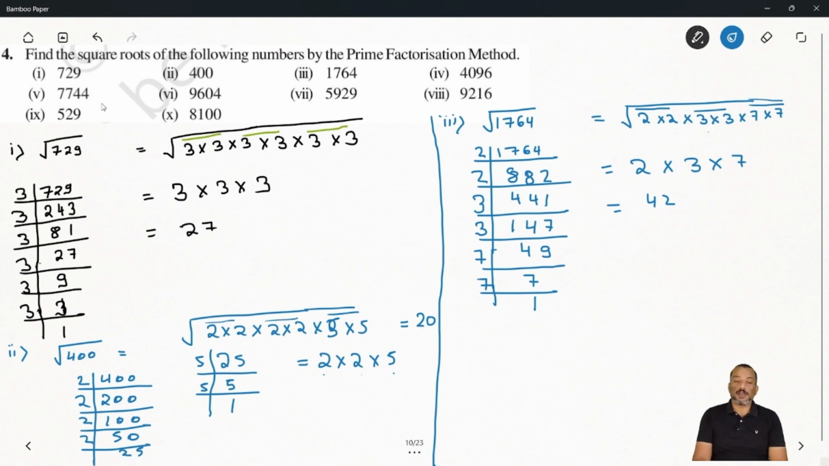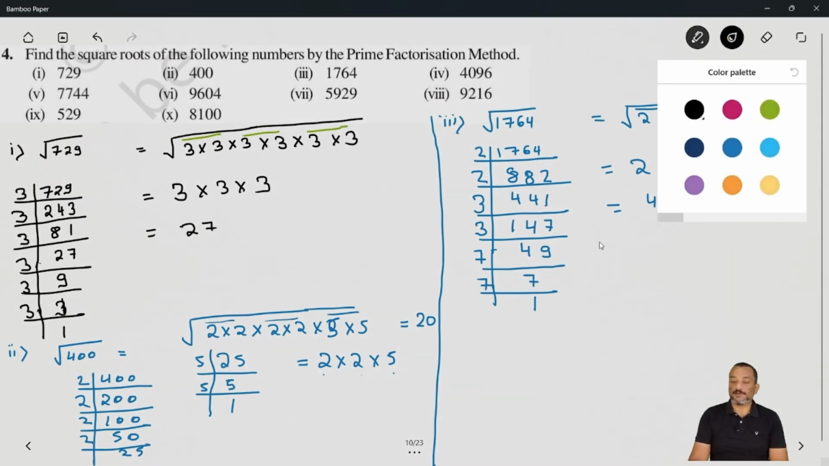Easy way. Now you can try the next question, that is 7744. Again do the prime factorization and you can find it. And the next one is 9604. You can try, you can easily find it. Let's try question number 7.